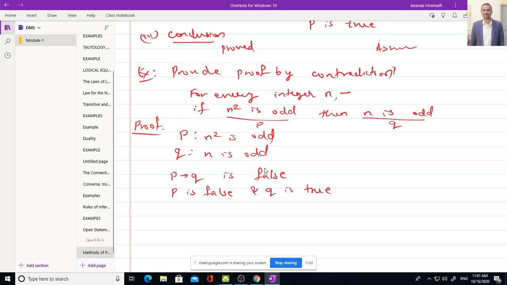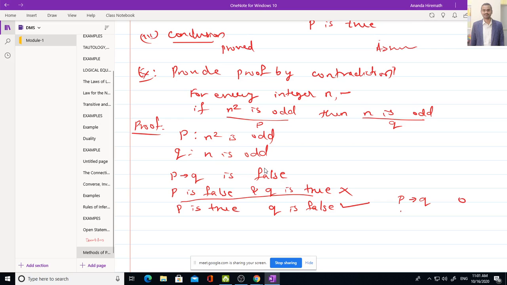Have I written it correctly? No, sir. Yes, I have written it in the reverse order. That is, here p is true and q is false. So this statement is wrong and this is correct. Then only this p conditional q is going to be false.